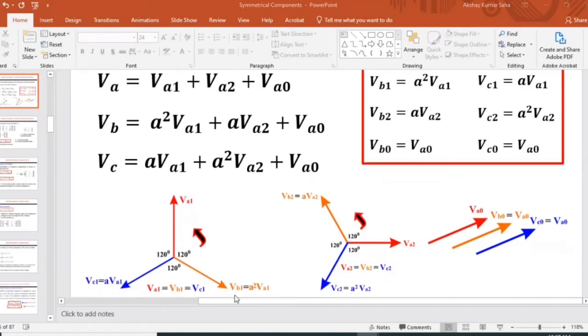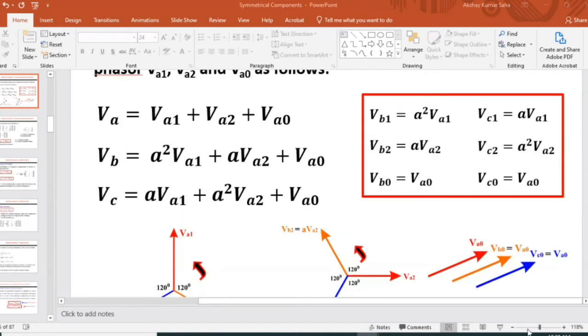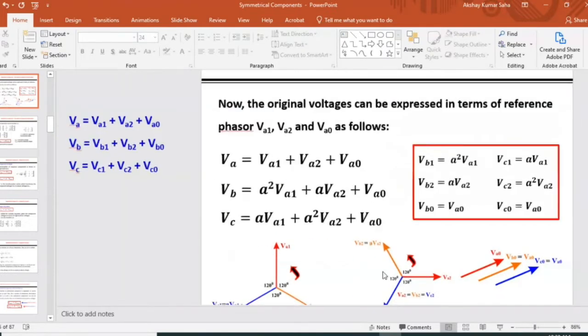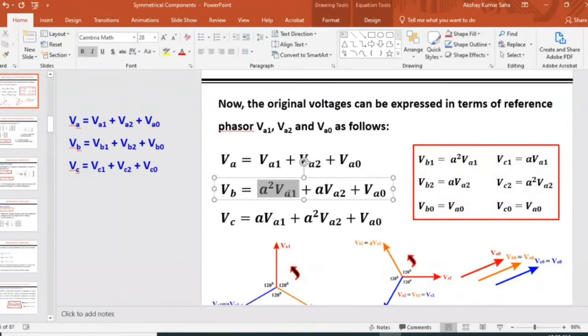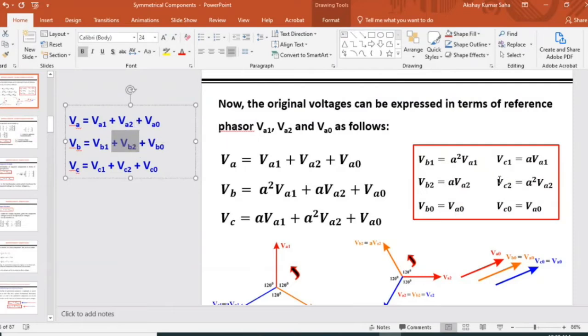So when we go there, we can write the equation for VB1. We look at this. VB1 is what? A squared VA1. And then we put it there in our equation. So VB1 is now A squared VA1. VB2, from the diagram, we can write it: A VA2. And VB0 is equal to VA0 because they are zero sequence, and there is no phase angle difference between them. So the complex number operator A will not be present there at all.